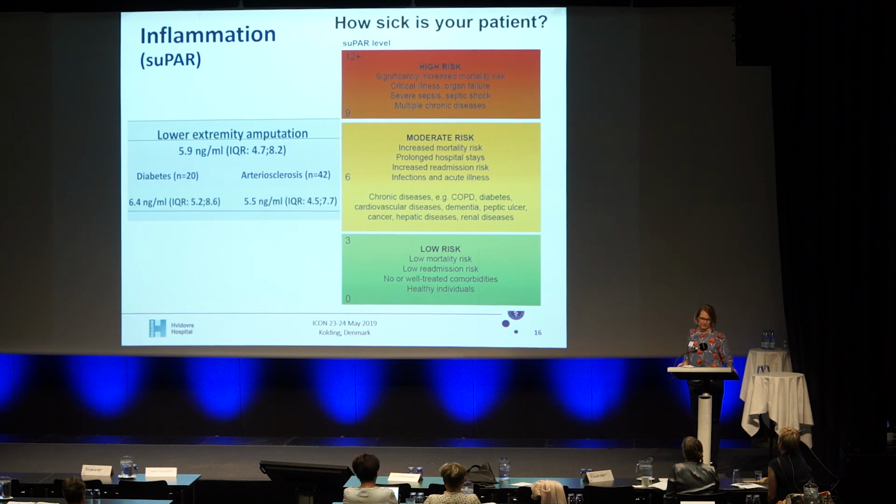And what did we find when we measured these patients? Well, in the whole group, they had a suPAR average of 5.9. So they are in the moderate risk, so they are severely ill. And then we looked at the patients with diabetes and the patients with atherosclerosis. You see the patients with diabetes have a higher suPAR, 6.4, and the atherosclerosis patients have 5.5. But either way, they are both in the moderate risk category.